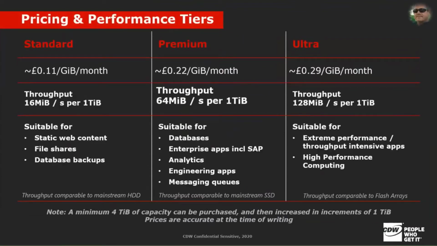Regarding pricing: standard, premium, and ultra. This is a representation as accurate at time of writing. Standard can be seen as comparable to what you would see as mainstream hard disk performance. Your premium tier could be compared to SSDs, right up to ultra, which would be comparable to all flash arrays. And as I mentioned, there is a minimum capacity commit of 4 terabytes across all these tiers at the minute.